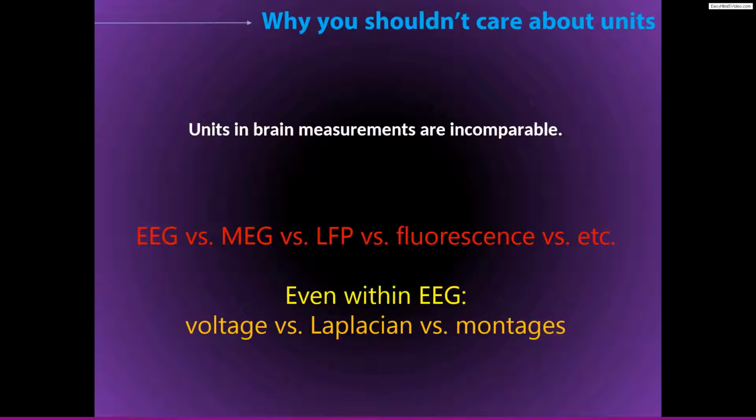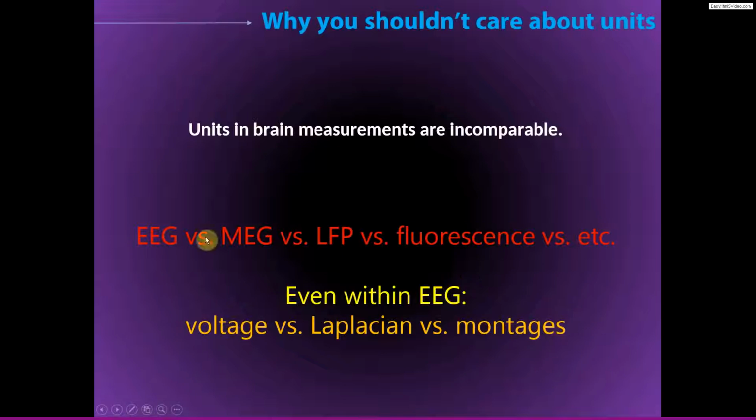They are very obviously incomparable across modalities, so microvolts versus teslas. Even with microvolts, because the spatial scale is different, because the sizes of the electrodes and the impedances are different, you can't even compare EEG with LFP in terms of their absolute values, versus light fluorescence for people doing optical imaging and so on.